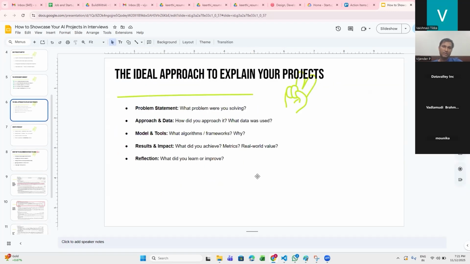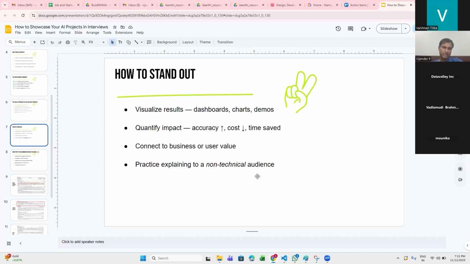So I think we are done. Ideal way to explain the projects, how to stand out, right? So one of the things is, I interview so many people, right? Typically, we receive a lot of resumes, and a lot of candidates obviously put a lot of fancy stuff on their resumes. So how do we distinguish who is good and who's not so good?